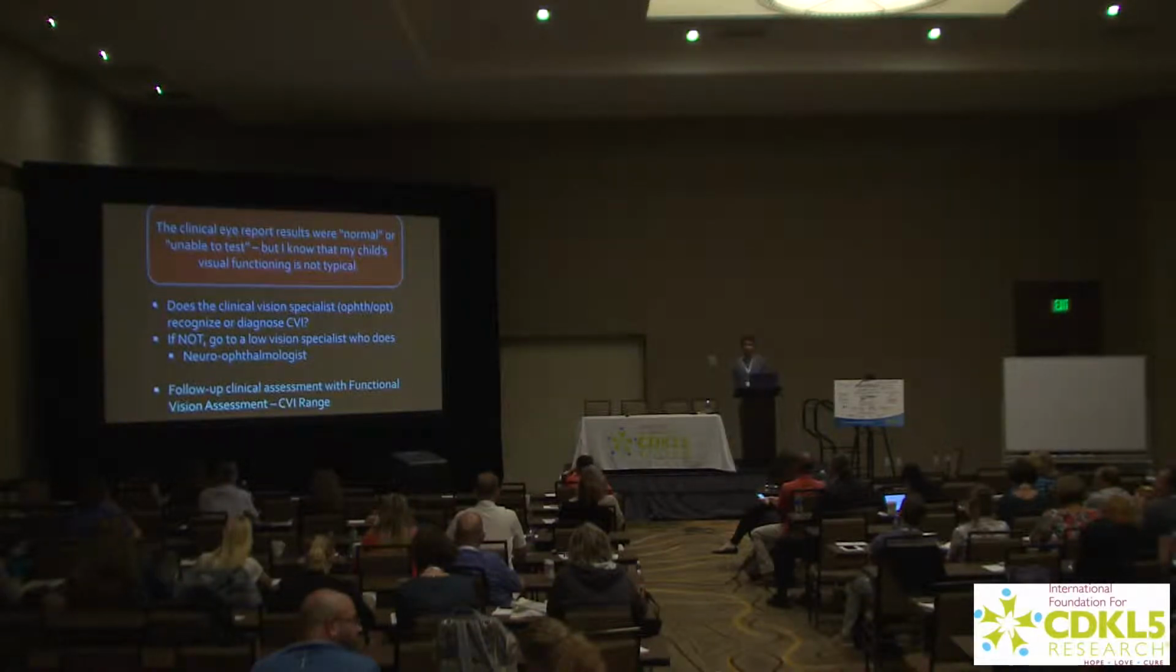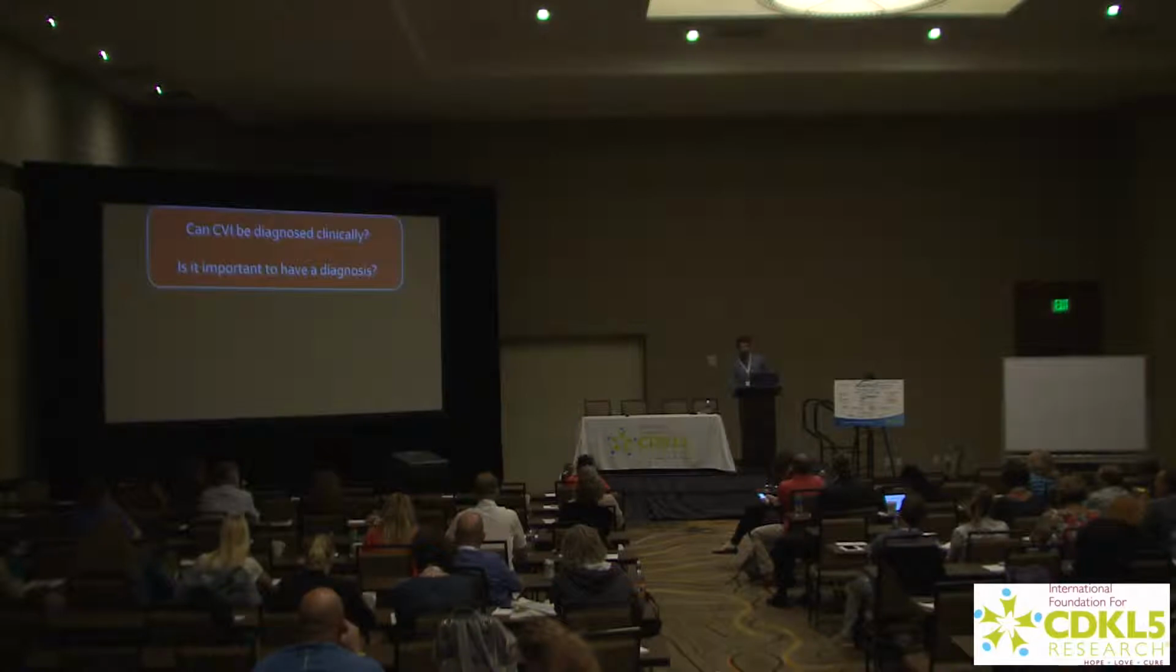Follow up the clinical assessment with a functional vision assessment. Okay? And the functional vision assessment for CVI is the CVI Range. There really isn't another functional vision assessment for CVI. We'll talk about that a bit too. So can CVI be diagnosed clinically, and is it important to have a diagnosis? Yes and yes.